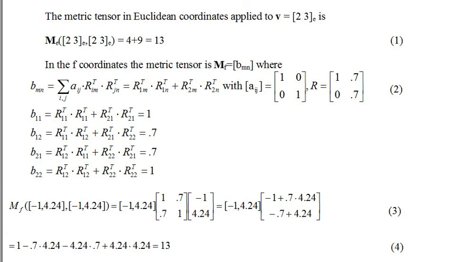Line 1 shows the metric tensor and e-basis components applied to the 2, 3 vector and e-basis components. The result is 13. Line 2 shows the calculation of the metric tensor and f-basis components. Note that since the metric tensor is a rank 2 type CC tensor, R transpose is used to transform the coordinates from the e-basis to the f-basis. Line 3 shows the results of applying the metric tensor and f-basis components to the -1, 4.24 vector and f-basis components, and the result is 13, which is what we were hoping for.